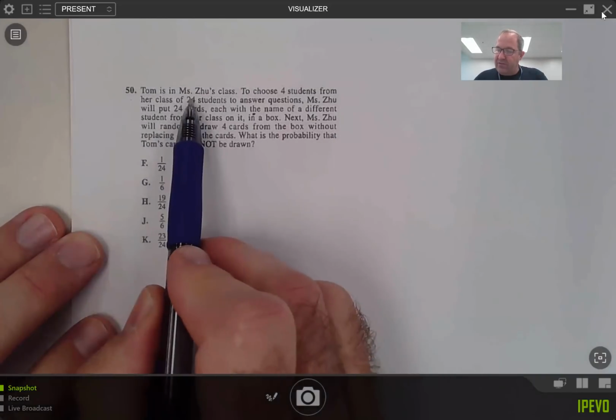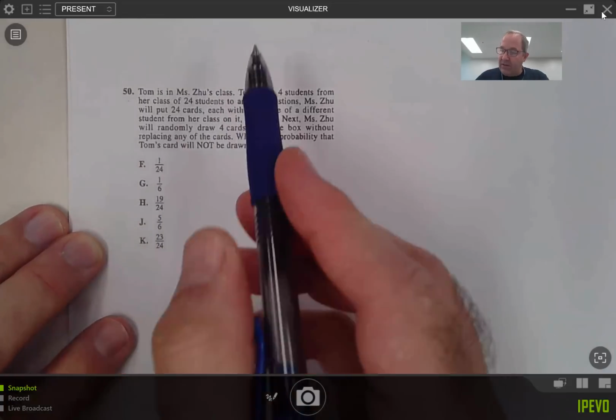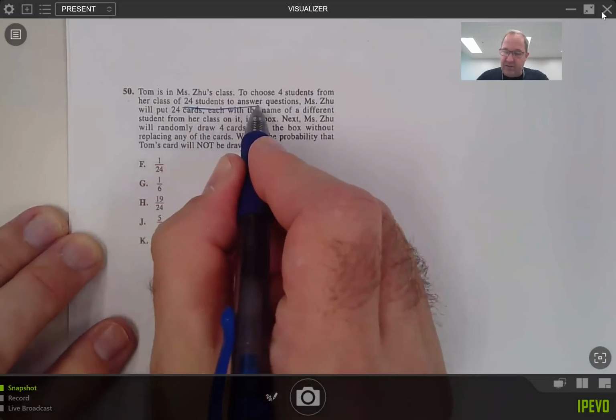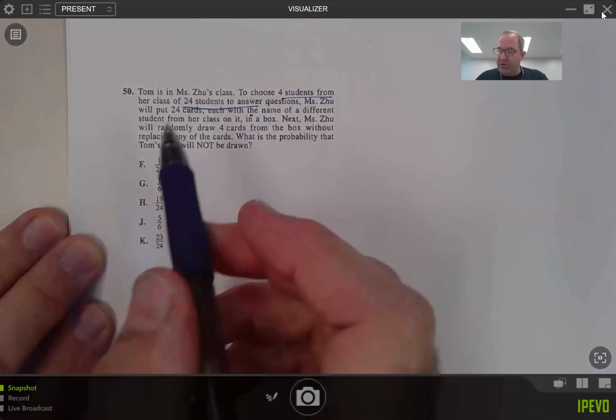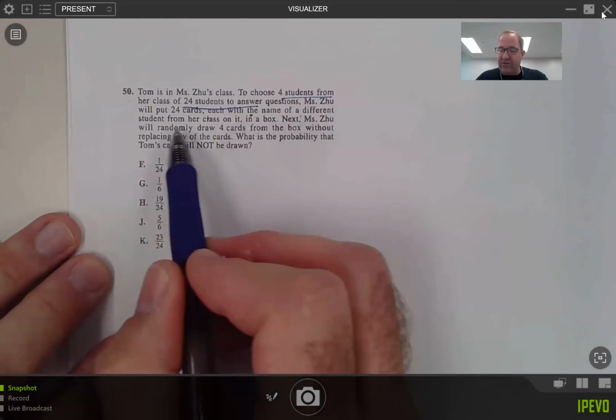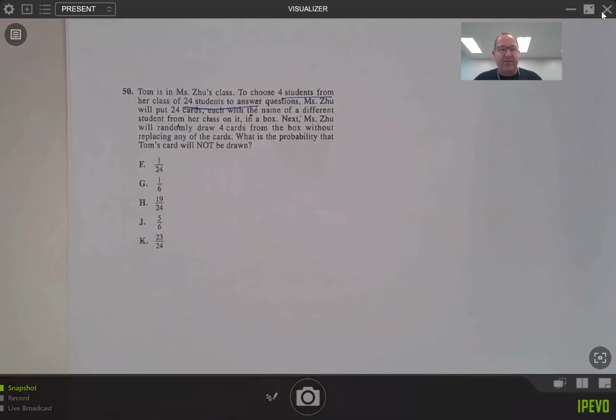It says, Tom is in Miss Zhu's class. She's going to choose 4 students from her class of 24. Okay, so there's 24 students in class, and she's picking 4 of them. All right. Ms. Zhu will put 24 cards, each with the name of a different student of her class, in a box. And then she randomly pulls 4 cards out of the box.